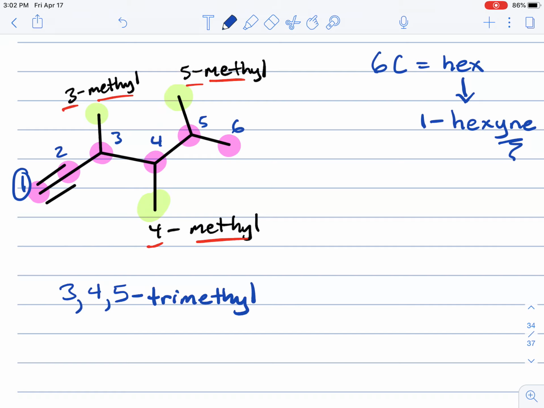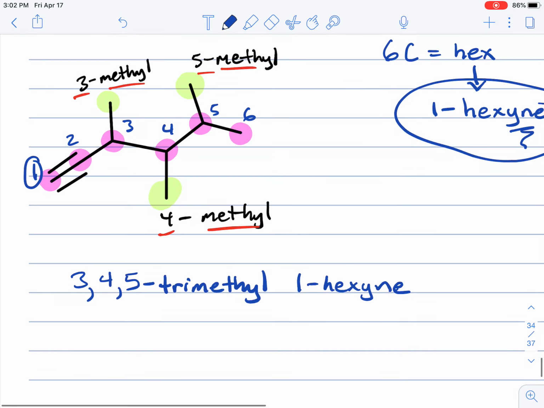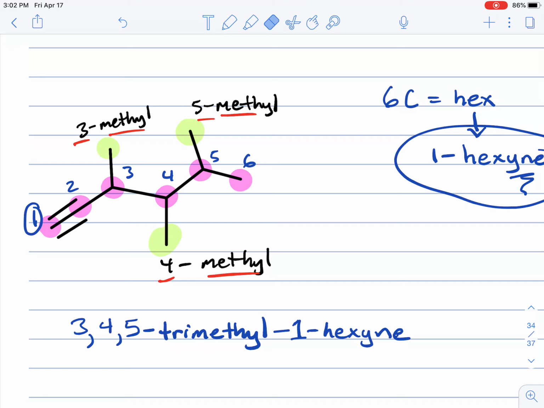And then the last thing that I need to describe is the parent chain, so it's hex-1-yne. And to make sure that my nomenclature grammar is correct, letter to number, right? So that's in number 1. And so I need a dash. Okay. And so that is going to be the name of this organic compound.